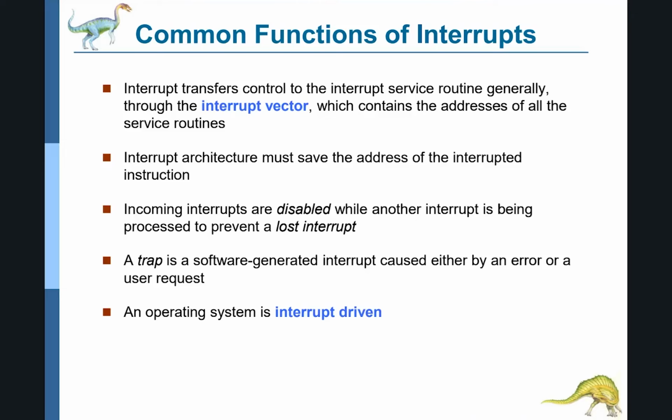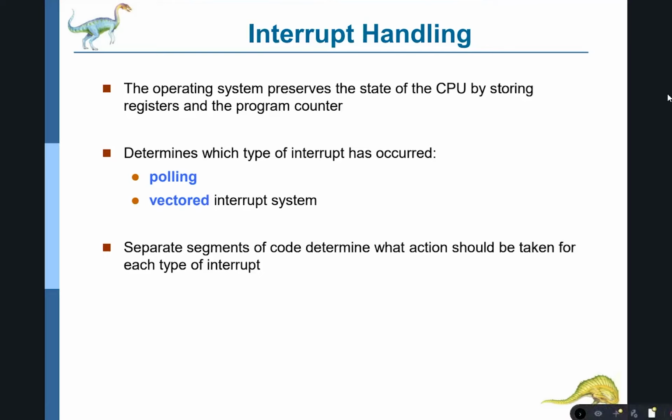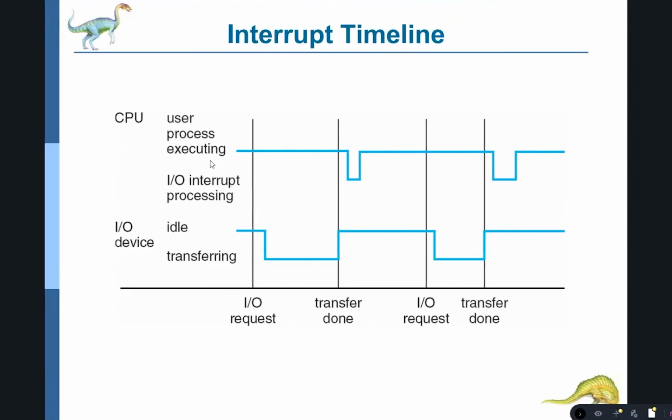That's how they communicate. We have different types of interrupts, polling and vectored, but we don't have much time. We will get into that later. I'll just quickly show this diagram. It shows the CPU working, and then there's a transfer from an input-output device. When the transfer is done, there's a little interrupt here, and then it goes back to doing what it was doing and goes back to working again.